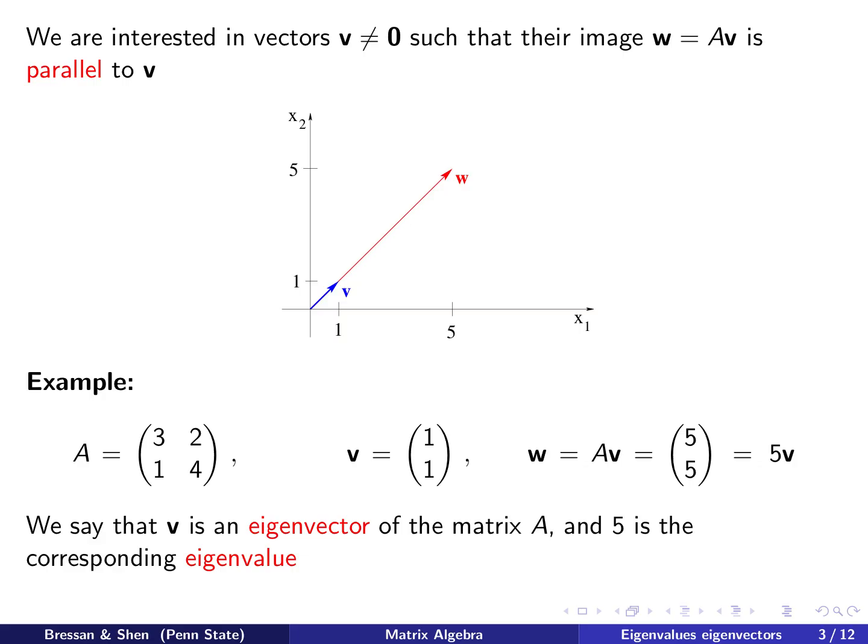Such a vector V is, of course, a special vector for the matrix A, and therefore we give it a name. We call it an eigenvector of the matrix A. The factor 5 here, the rescaling of the amplitude of this vector, is also a special number relating to this eigenvector, and it is called the corresponding eigenvalue.